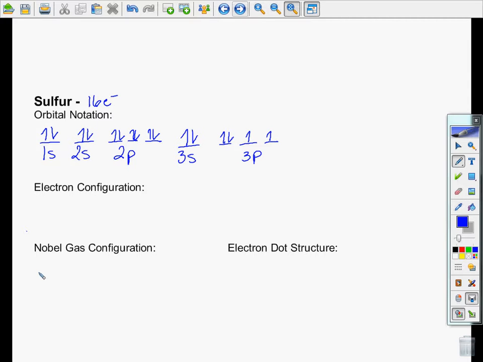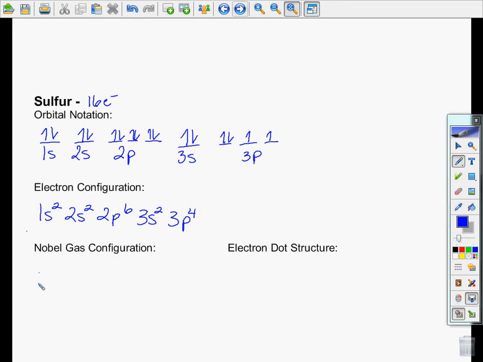Now, to simplify it, we break it down with our superscripts. So we would write 1s2, not squared, 1s2. 2s2, 2p6, 3s2, 3p4. And you got 3p4 because it's 4. So it has 16 electrons. That's the same number of protons, the same number of electrons. You'd never have a 1s3. S can't hold more than 2.